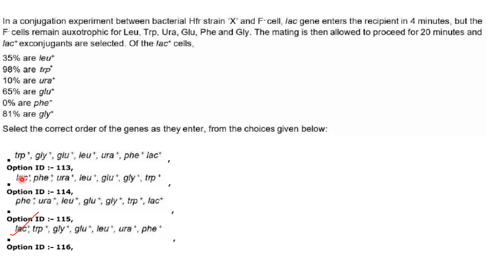So after lac plus, the next one with higher frequency to enter was tryptophan. So after lac plus comes tryptophan. Then after that comes glycine. Then after that comes glutamic acid at 65%. Then leucine at 35%, URA at 10% and phenylalanine at 0%. So your option is option D, or option 4.